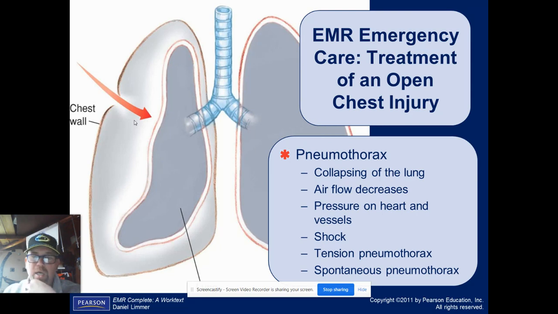This causes the collapsing of the lung. Airflow decreases overall. Pressure on the heart and vessels becomes greater. As this begins to shift all to one side, we start to get crushing of all the other organs inside. Shock is something we would be looking for and definitely going to see. Tension pneumothorax is where we're actually starting to shift everything inside the chest, creating tension and pushing.